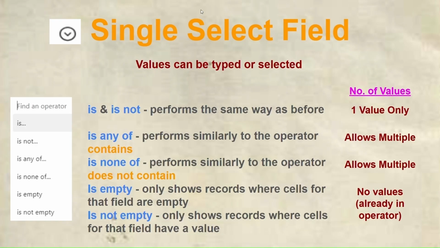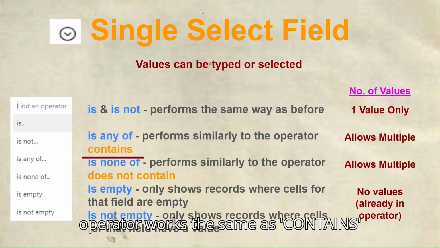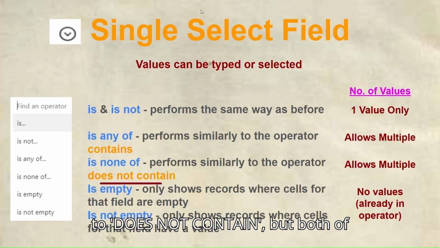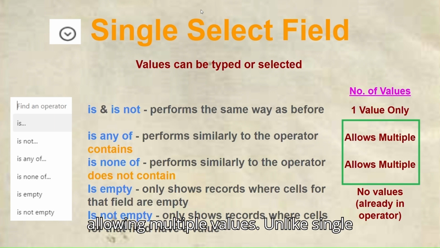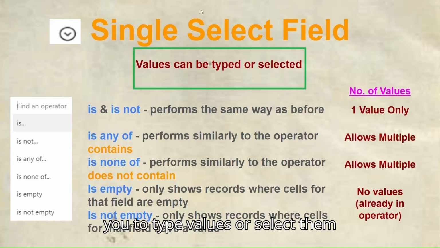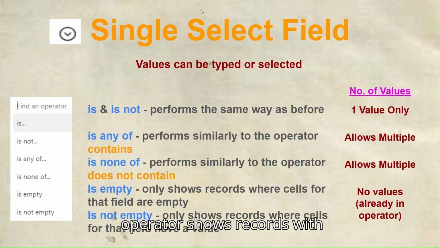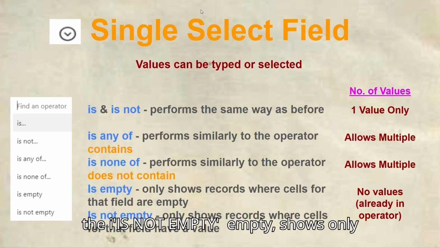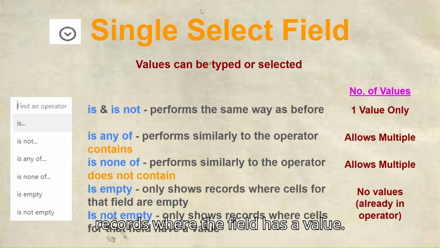The is any of operator works the same as contains, and the is none of operator is similar to does not contain, but both of these also have the added benefit of allowing multiple values. Unlike single line text fields, many field types allow you to type values or select them from a drop-down. The isEmpty operator shows records with nothing in that field, and the isNotEmpty shows only records where the field has a value.